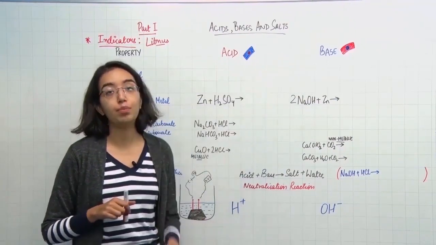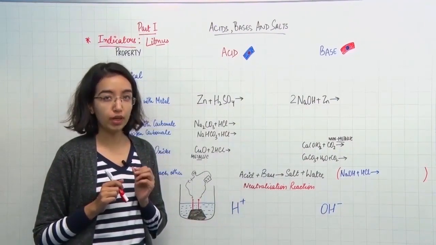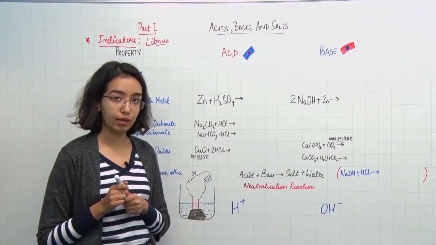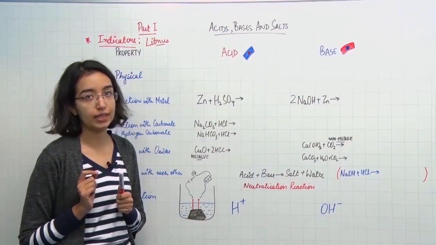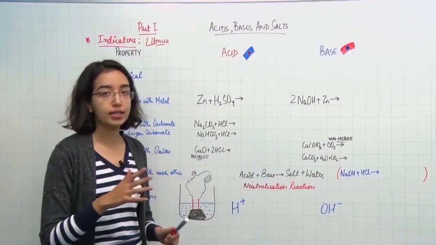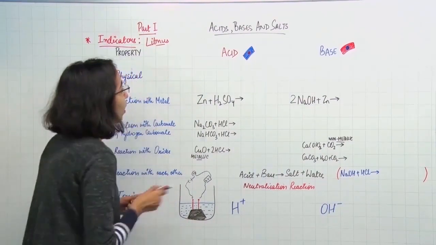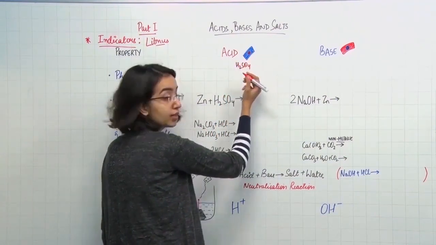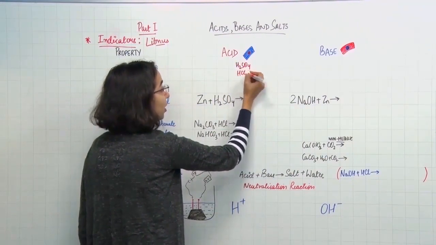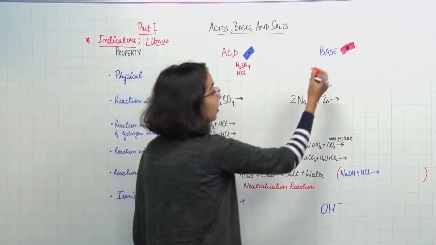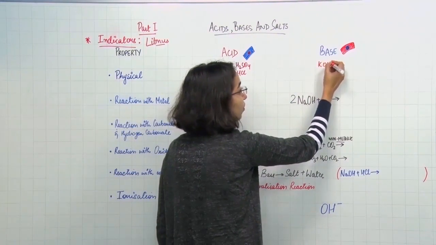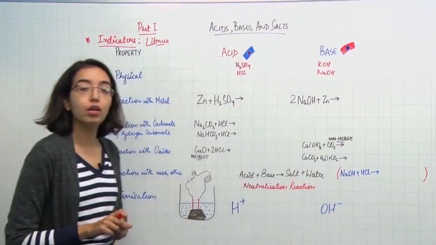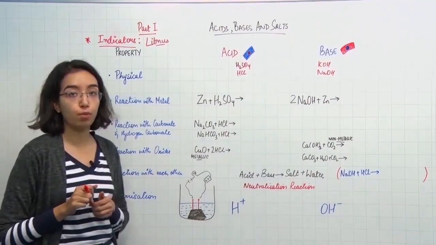Bases, on the other hand, are bitter to taste. They have a soapy touch and they are also electrolytes and conduct electricity, but they make OH minus ions. We will study this also, the ionization process, later on. Some examples of acid can be H2SO4, that is sulfuric acid, HCl, that is hydrochloric acid. Some examples of bases can be KOH, potassium hydroxide, NaOH, sodium hydroxide. So let's study the chemical properties of these now.